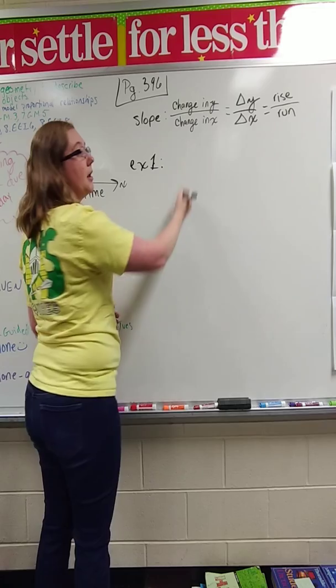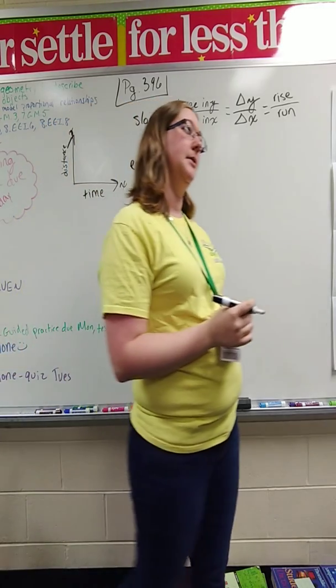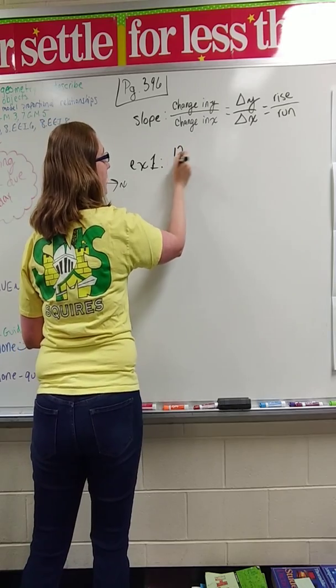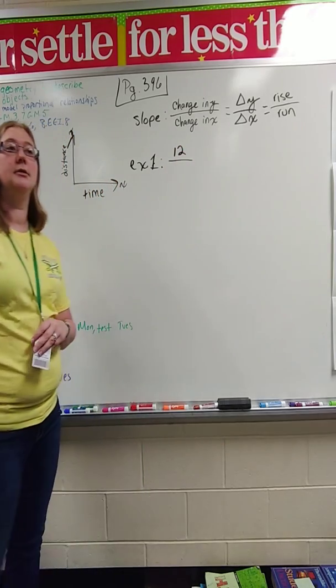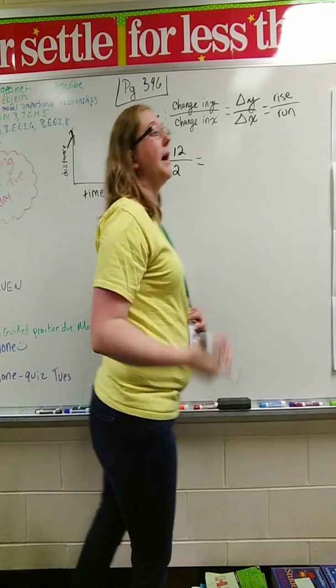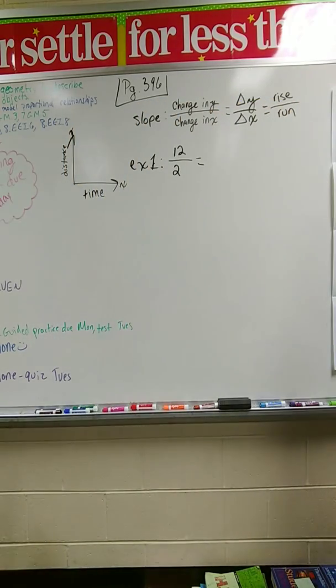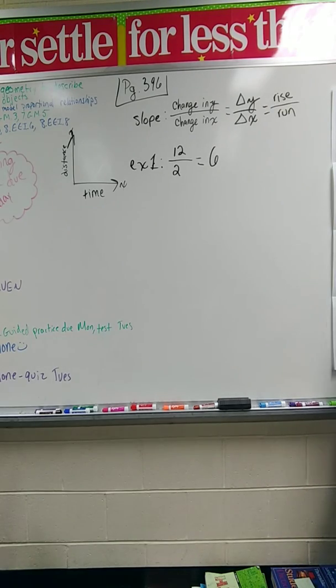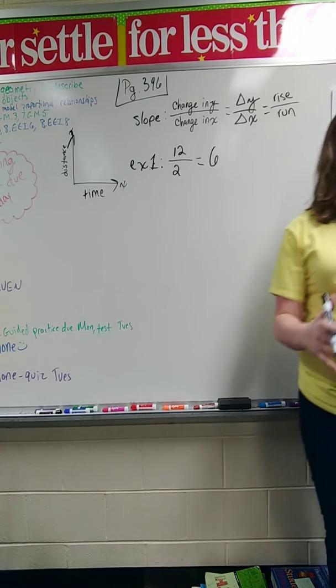12. The change in y is going to be 12? Yeah. Okay. What's my change in x? 2. Can I simplify 12 over 2? Yes. What do I change that to? 6. Okay, so that means that my constant rate of change, my slope, is 6.